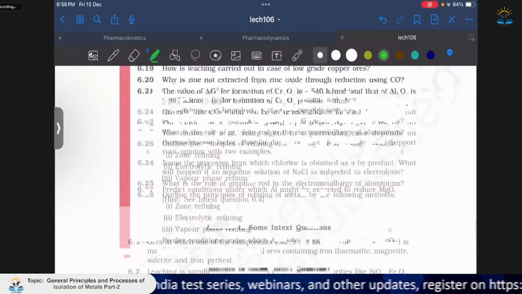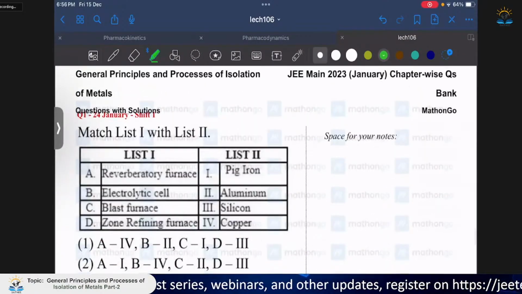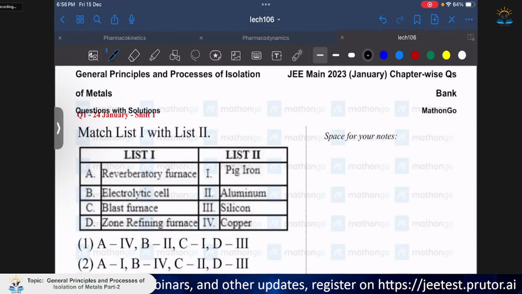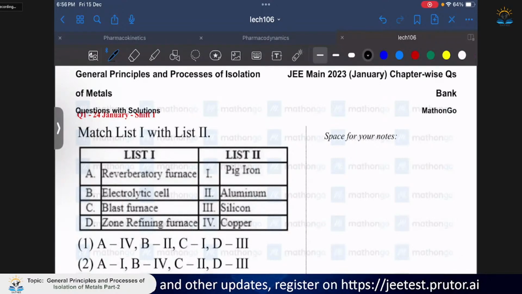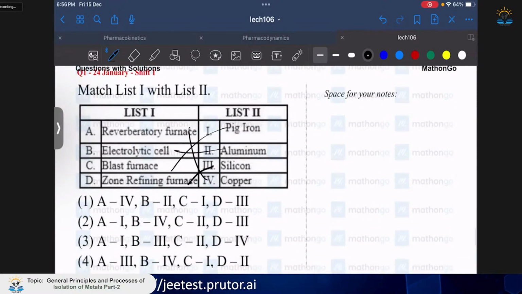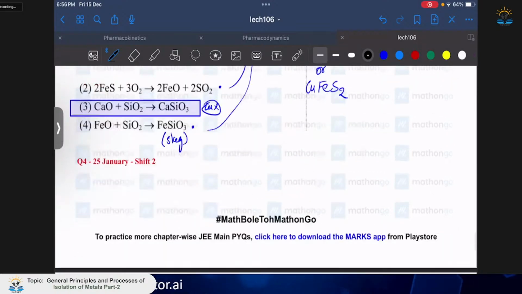So guys, the first question is you have to match: reverberatory furnace, electrolytic cell, blast furnace, zone refining. So zone refining is definitely for silicon. Reverberatory furnace for copper, electrolytic cell for aluminium, blast furnace for pig iron. So we have option number one as the correct option. Next question.